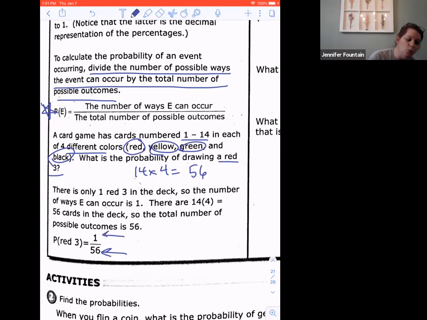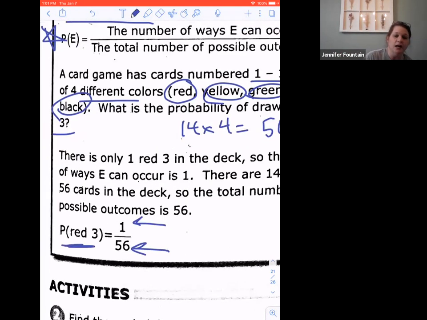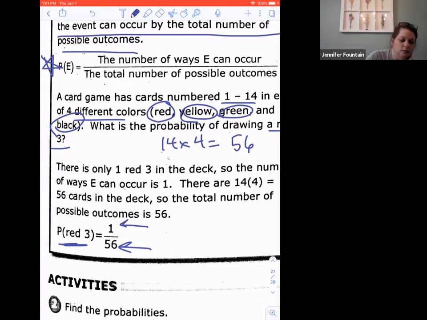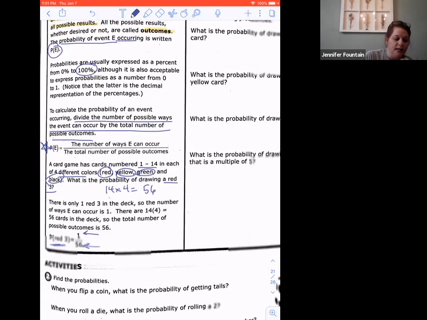So I've got a 1 as my numerator and 56 as my denominator. The probability of pulling a red 3 is only 1 out of all the 56 cards, so my probability is 1 out of 56. Now, like it said earlier, probability can be written as a percent, but you can also write it as a fraction. You don't have to write it as a percent unless your directions tell you specifically to write it as a percent.